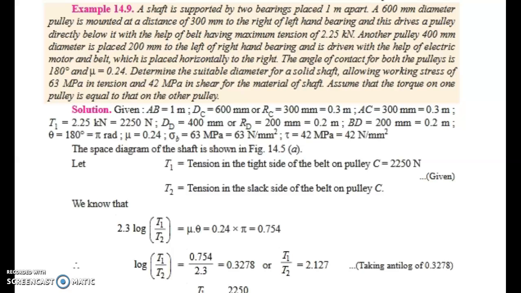Hi everyone, in this section we will study a shaft problem. I will read the question. A shaft is supported by two bearings placed 1 meter apart.